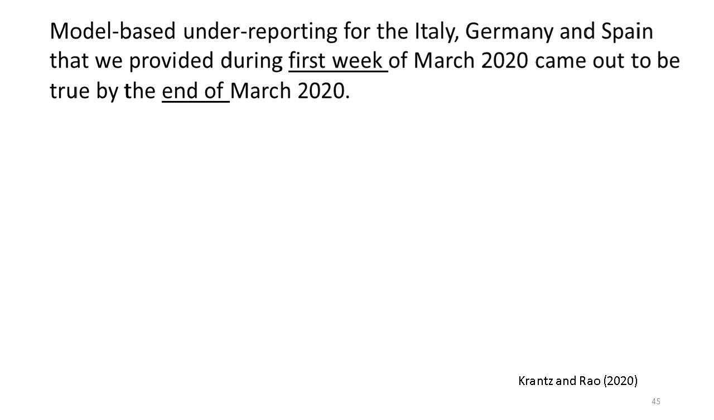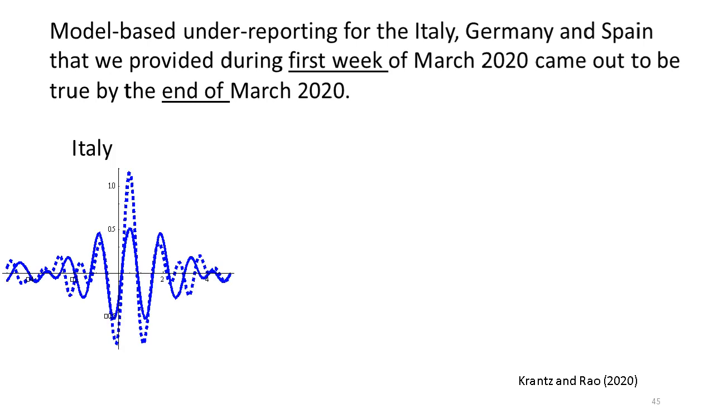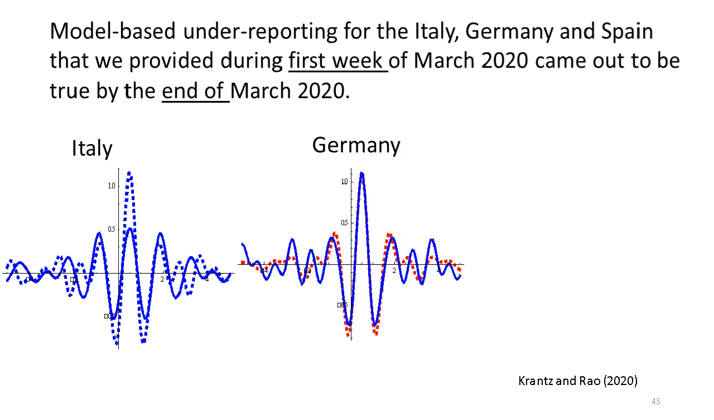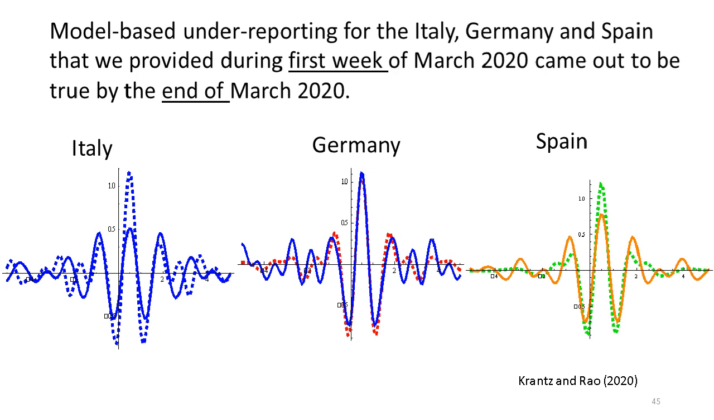When we predicted in the first week of March, whatever predictions we made based on the reported cases, we saw that later, by the end of March, they came out to be true. For Italy, we predicted the reporting was not accurate. And then we saw that by the end of March, the total number of cases in Italy had grown enormously because of so many underreported cases. Same with Germany: they controlled it well because they were able to identify more cases. And Spain, the identification was poor.